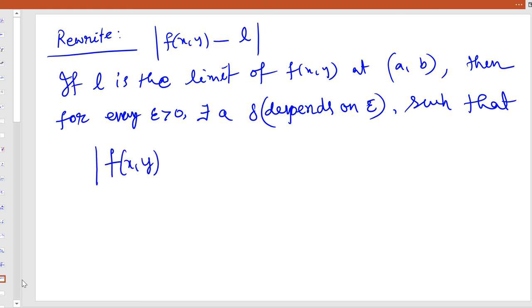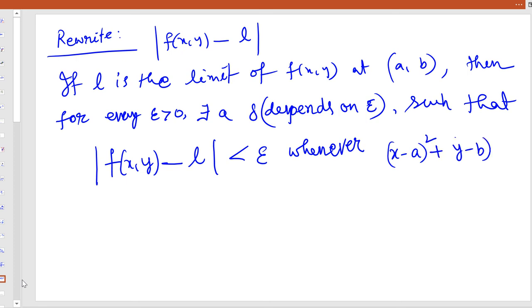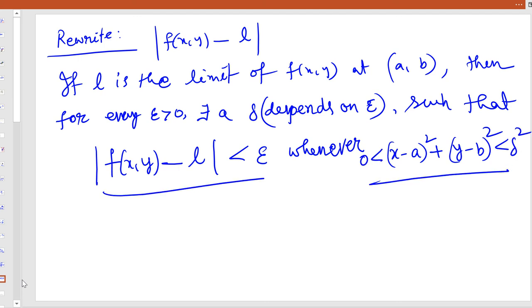f of x comma y minus L less than epsilon whenever x minus a square plus y minus b square less than delta square. So whenever this is true, this will happen.